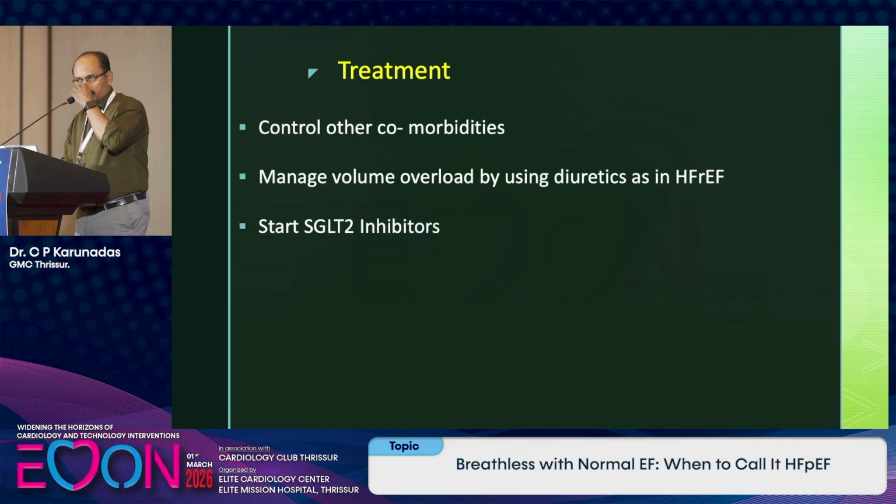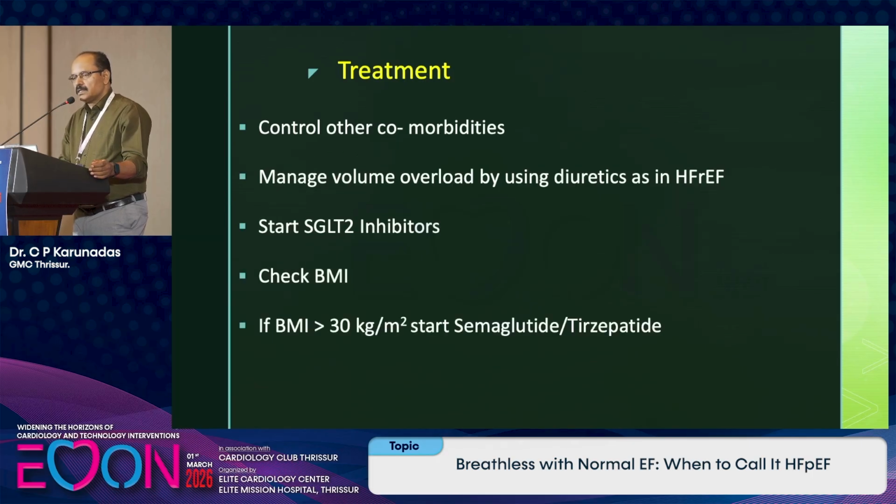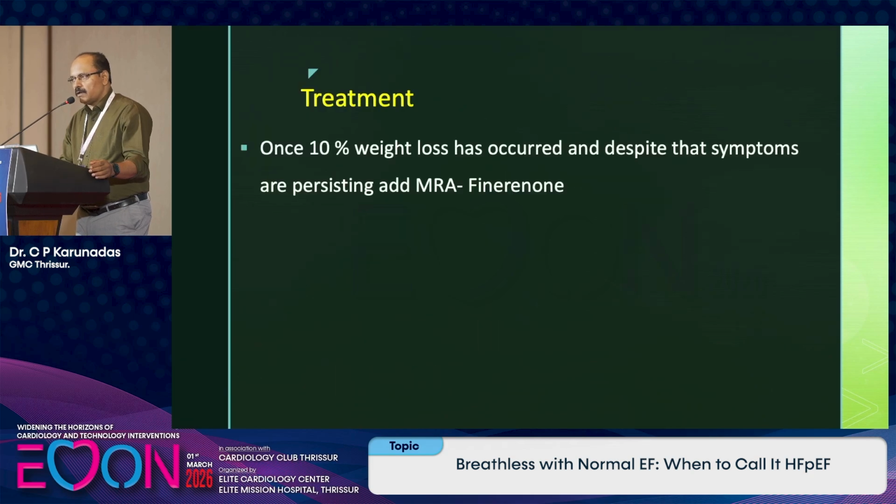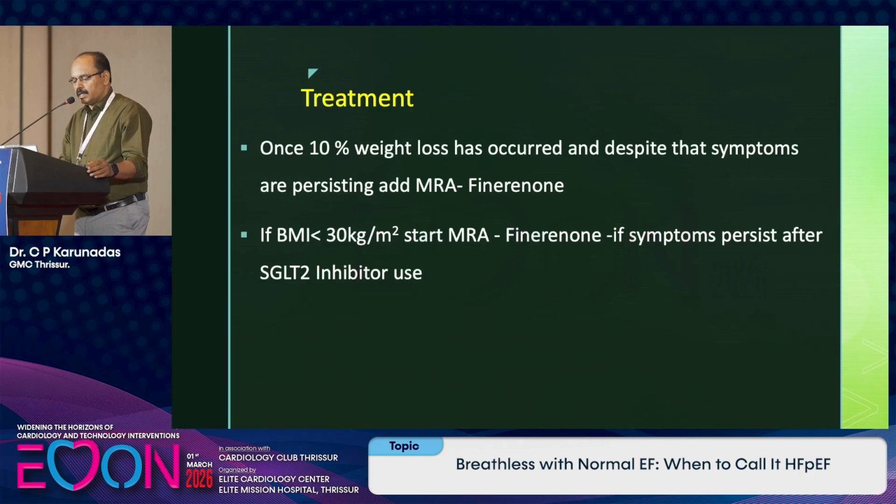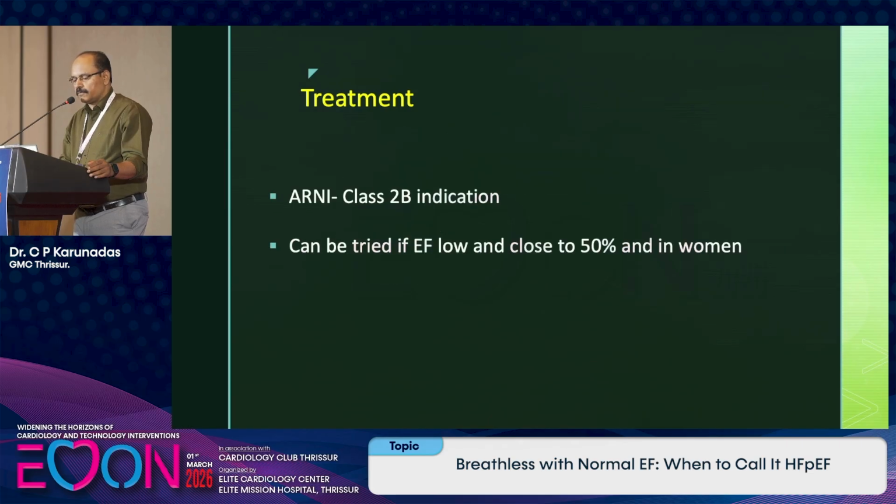SGLT2 inhibitors, this morning we had a talk on that. They are to be started in all patients unless there is a contraindication. Check the body mass index. If it is more than 30, we can use semaglutide or tirzepatide. This has also been discussed in the morning, the benefits of these drugs in HFpEF. Aim for a 10% weight loss, and even with a 10% weight loss, if symptoms are present, one can start mineralocorticoid receptor antagonists, especially finerenone. On the other hand, if the body mass index is less than 30, there is not much role for the GLP-1 agonist. We can straight away go for finerenone.